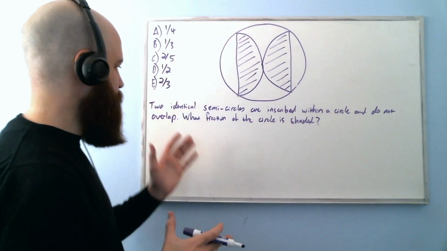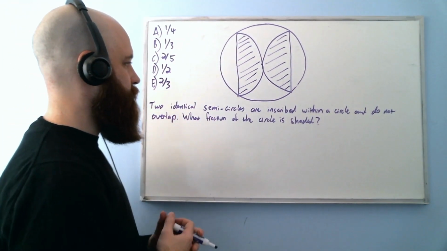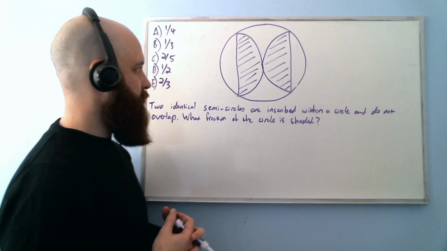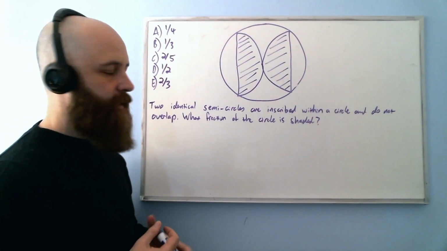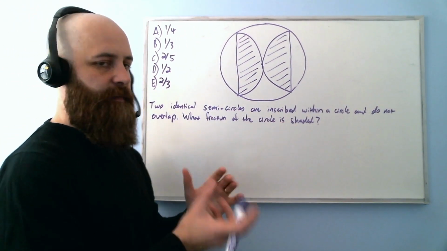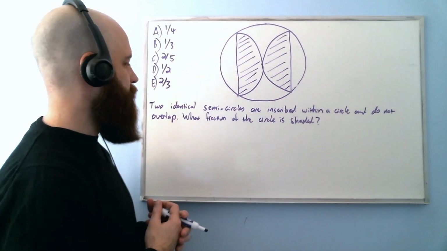Okay, let's take a look at this one. 2 identical semicircles are inscribed within a circle and do not overlap. What fraction of the circle is shaded? Okay, so let's see if I can translate this statement here into some kind of expression so I have a clear idea of what I'm solving for.